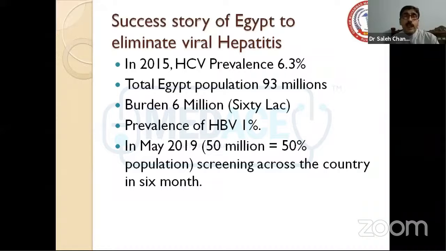In 2015, HCV prevalence in Egypt was 6.3%, and the total population of Egypt was 93 million. And the burden was 6 million. 60 lakh patients were suffering from hepatitis B and C. And the prevalence of hepatitis B was just 1%. What they did in May 2019, 50 million people were screened, means more than 50% of their population was screened within a period of 6 months. This type of study is needed for Pakistan also.